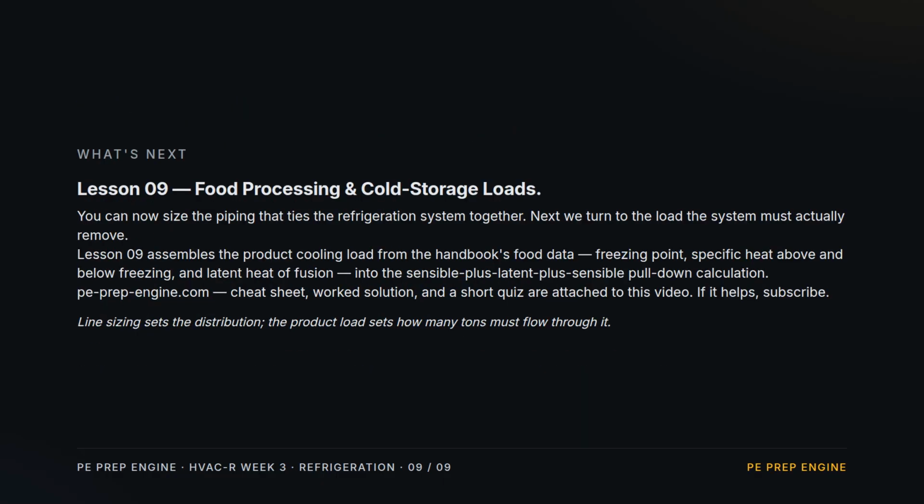Next, Lesson 9. Food processing and cold storage loads. You can now size the piping that ties the system together. Next, we find the load it has to remove. We assemble the product cooling load from the handbook's food data: freezing point, specific heat above and below freezing, and latent heat of fusion, into a sensible plus latent plus sensible pull-down.